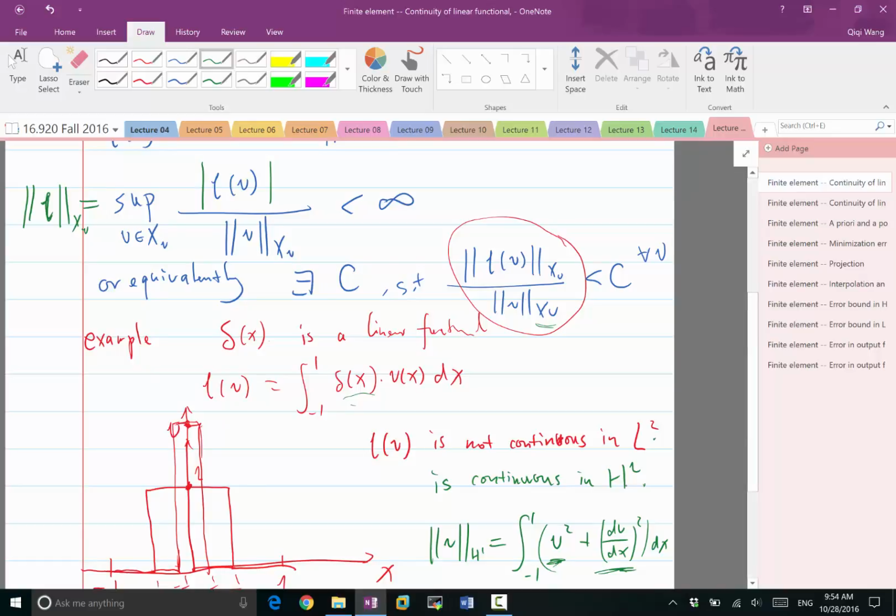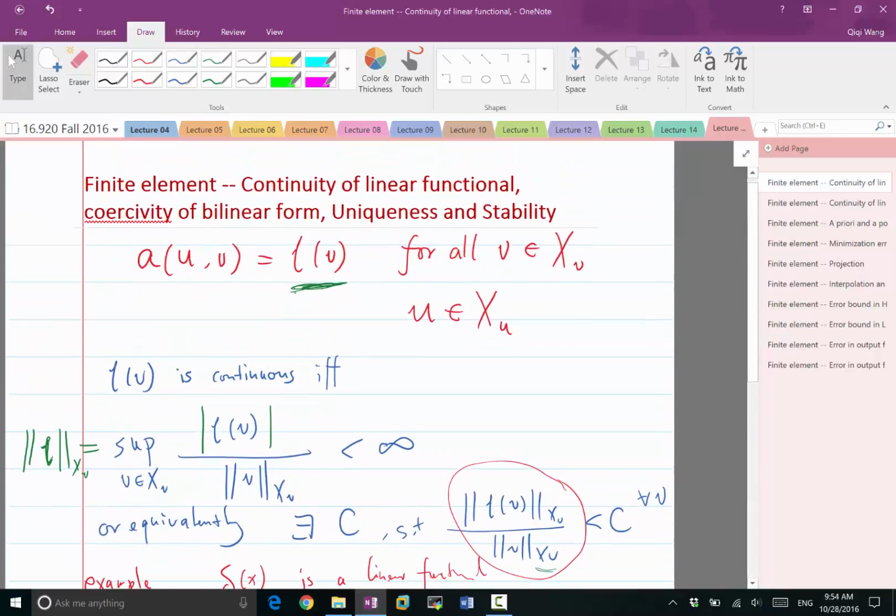All right. Does that answer your question? Oh, okay. If you are still confused, keep asking. Okay. Any other questions? Okay. So this is what we have to have for L of V.